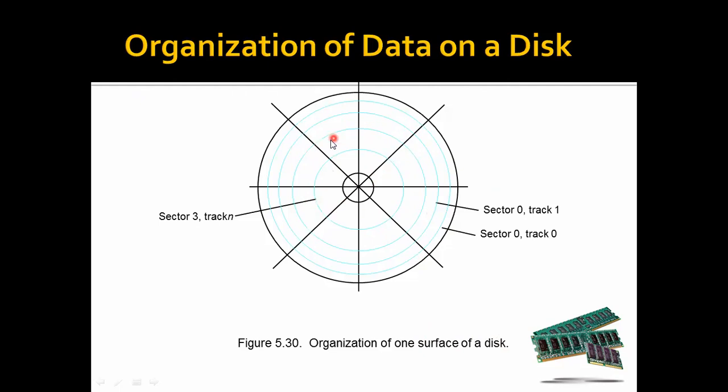Suppose this is the surface of a disk. First, this disk is divided into a number of tracks. Here the first track is track 0, then track 1, track 2, track 3, like that. So first the surface is divided into a number of tracks. Next, each track will be divided into sectors. So this is the sector.